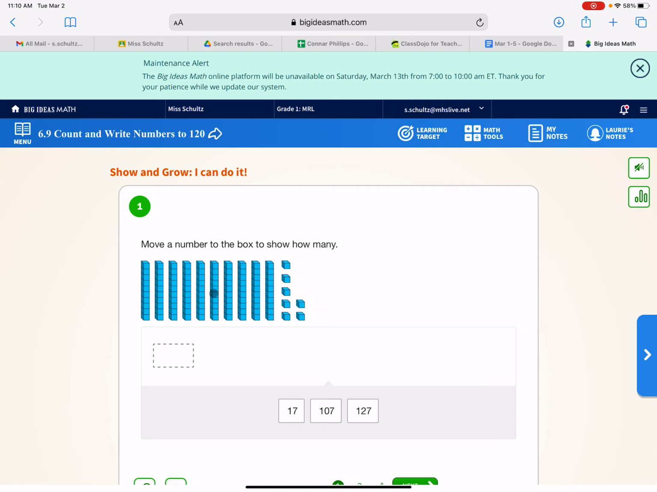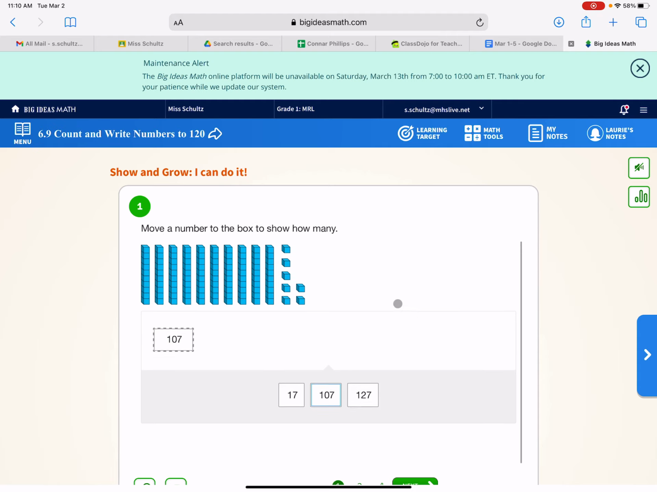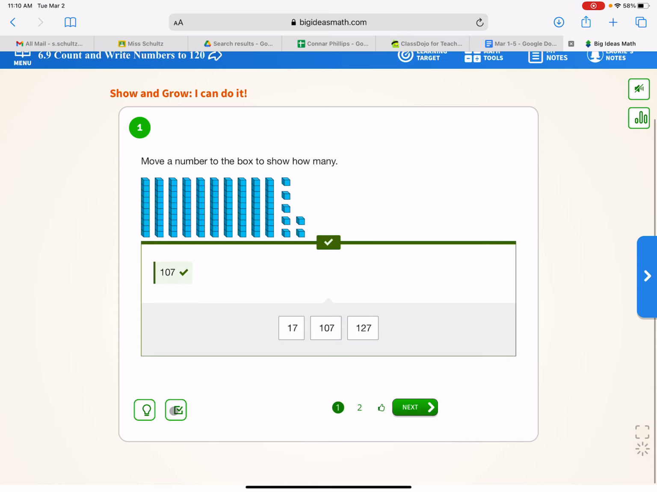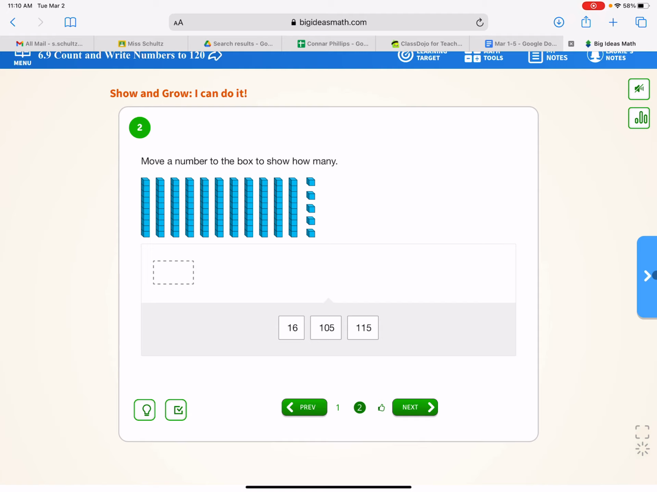So we have 100 in rods, but then how many ones do we have left over? We have 1, 2, 3, 4, 5, 6, 7. So if we add 100 to 7, we would get 107. Let me show you that 107 is correct. If we count 101, 102, 103, 104, 105, 106, 107, we would get 107. And let's check our work to see if we did that correctly. And we did. Let's do another example problem, and then I'll let you get started and practice.